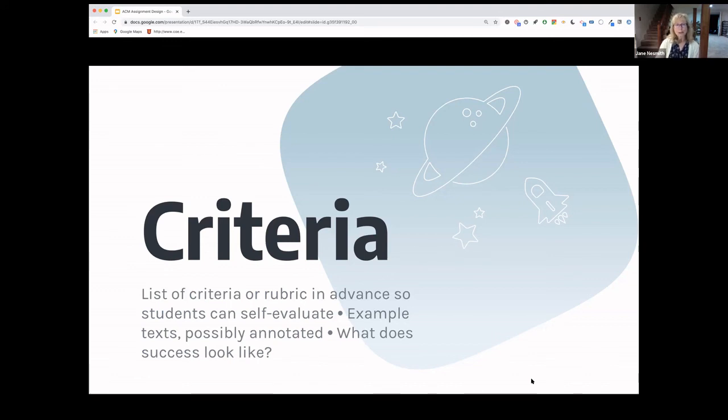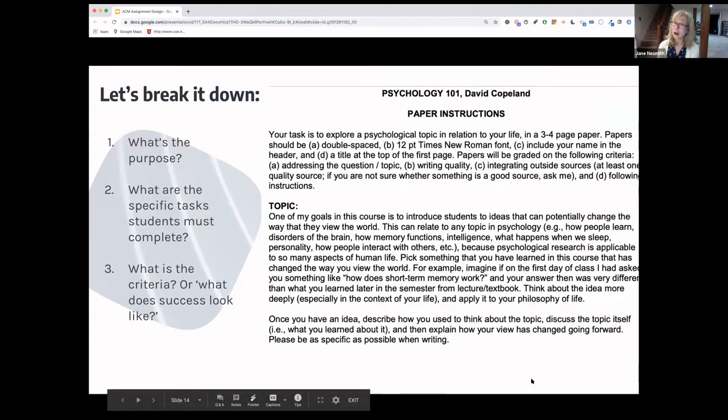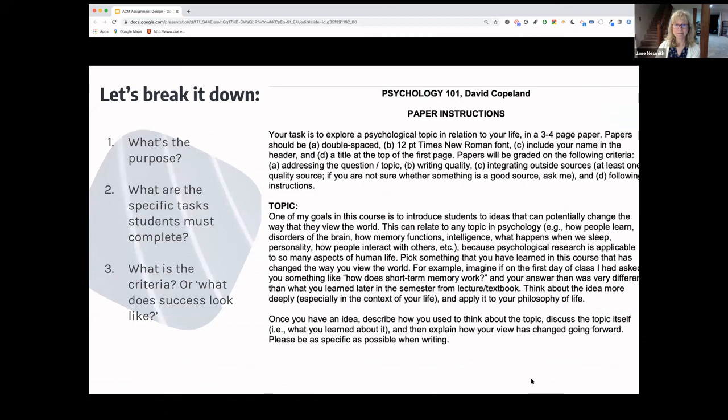So in order to help you see how you might do this, I'm going to turn it over now to Shweta, and she'll share some examples of assignments that aren't particularly transparent and how they can be modified to make them more transparent. Thank you, Jane.